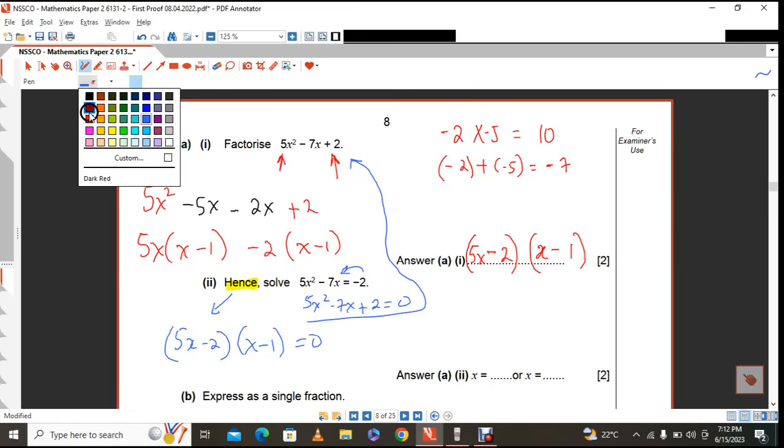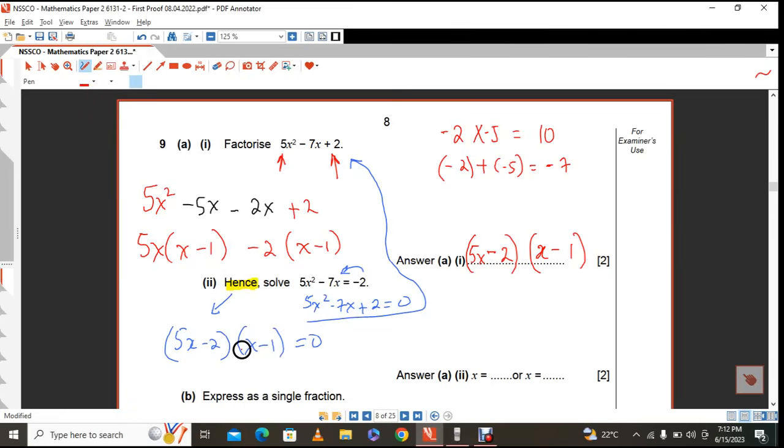So here's the thing. Whenever you multiply any two numbers or any two things and you get 0 as an answer, it implies that one or the other is equal to 0. Okay? So I'm writing here because of space. So basically, 5x equals 2, then x would be 2 over 5, or x equals 1 if you take it over and solve it like that. No need for the quadratic formula.